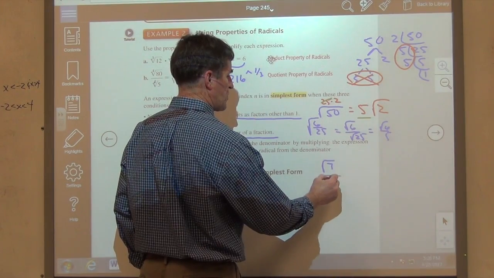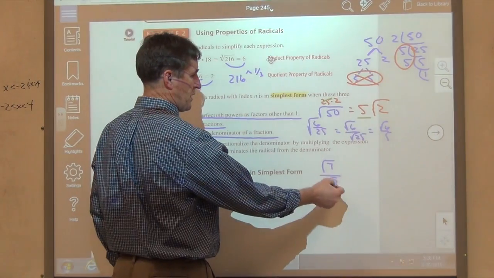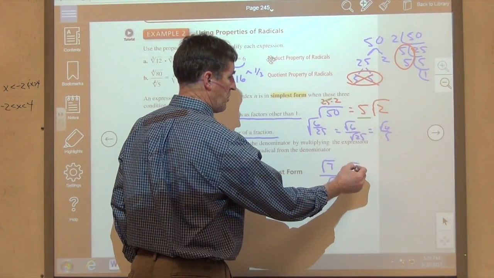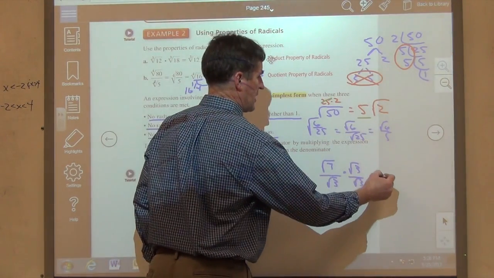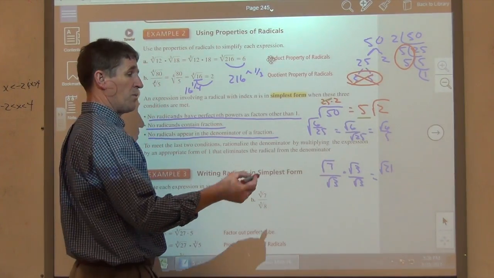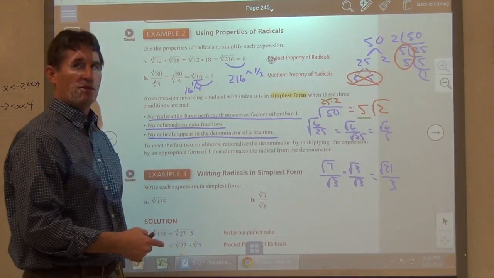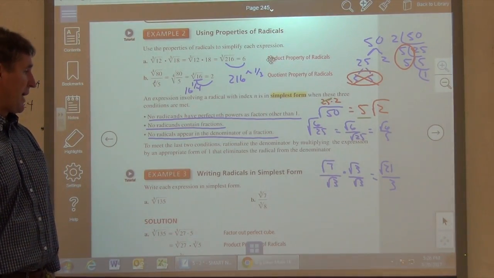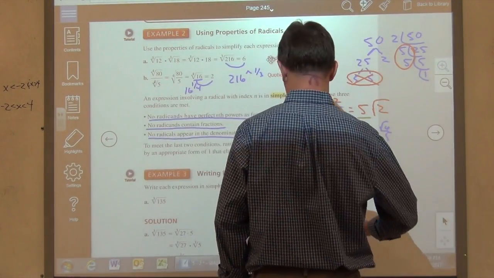But let's say I had the square root of 7 over the square root of 3. So now what you do, and we've done this earlier in the year, to get rid of the square root of 3, you multiply by the square root of 3 over the square root of 3. And so we get the square root of 21. The square root of 3 times the square root of 3 is the square root of 9, which is 3. Just remember, anytime you multiply a radical by itself, it's the number without the radical sign. So let's try some of these.